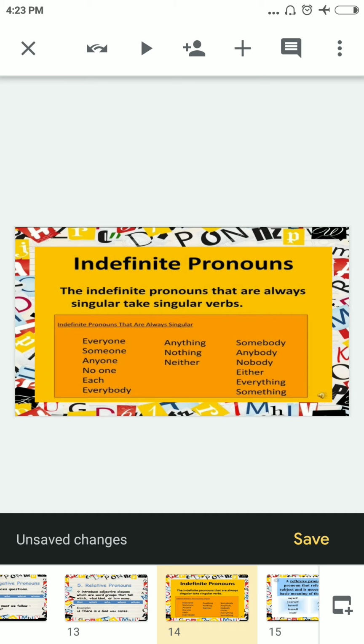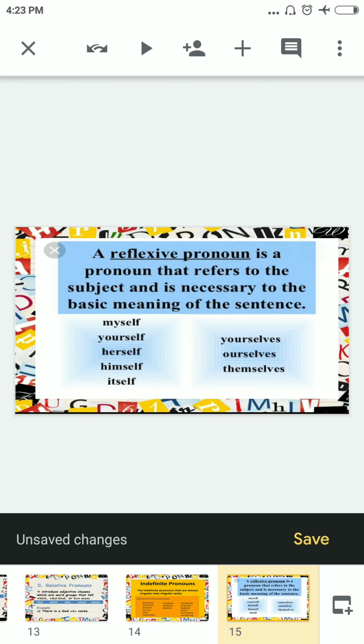So see the examples given here: everyone, someone, anyone, no one, each, everybody, anything, nothing, neither, somebody, anybody, nobody, either, everything, something. Okay, these are the examples of indefinite pronouns, and as our rule says, the indefinite pronouns that are always singular take singular verbs. So they are taking singular verbs, that you have to remember. Okay, students.